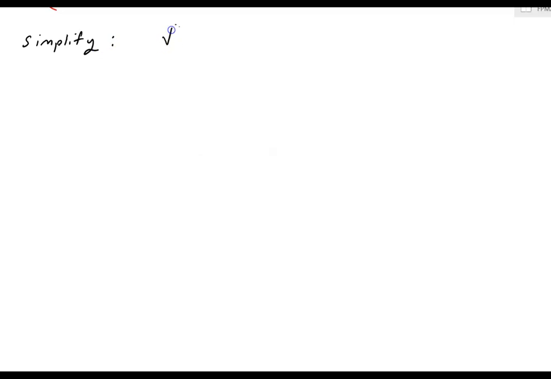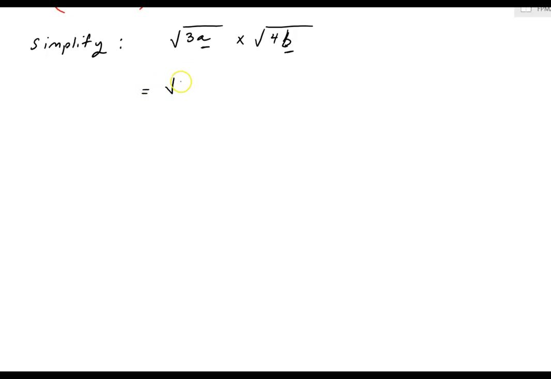Expressions like this. Let's suppose root 3a times root 4b. And by simplifying means basically do the math on this. But I noticed that I have two variables, a and b. And that's okay, there's nothing wrong with that. According to the rules, we just have to multiply the inside. So that would be 3a times 4b.